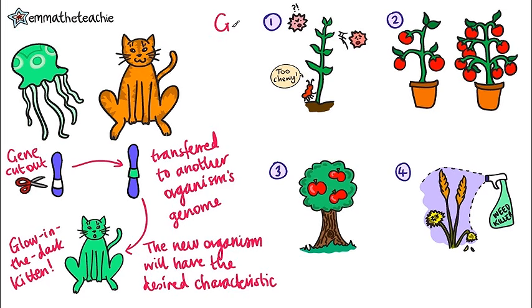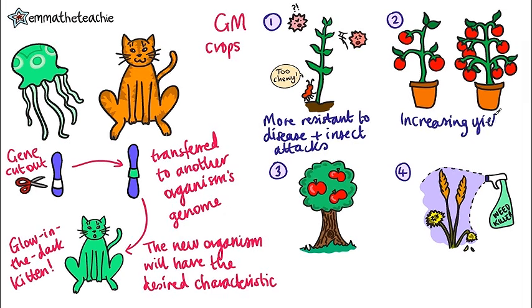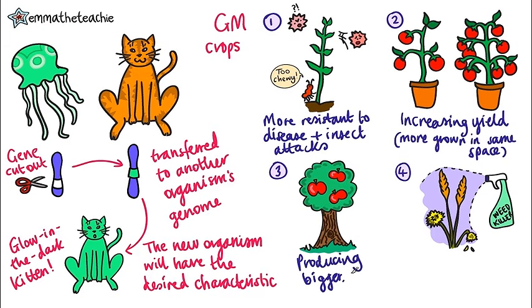We call the genetically modified plants GM crops. They are modified in a number of ways, such as being more resistant to both disease and insect attacks, increasing yield so that more of the same plant is grown in the same space. Like here you can see more tomatoes have been produced inside the same flower pot. They can be modified for producing bigger and better fruits, like these massive apples. And they can be modified to become herbicide resistant, which means that the weeds are killed, but the crops are fine.